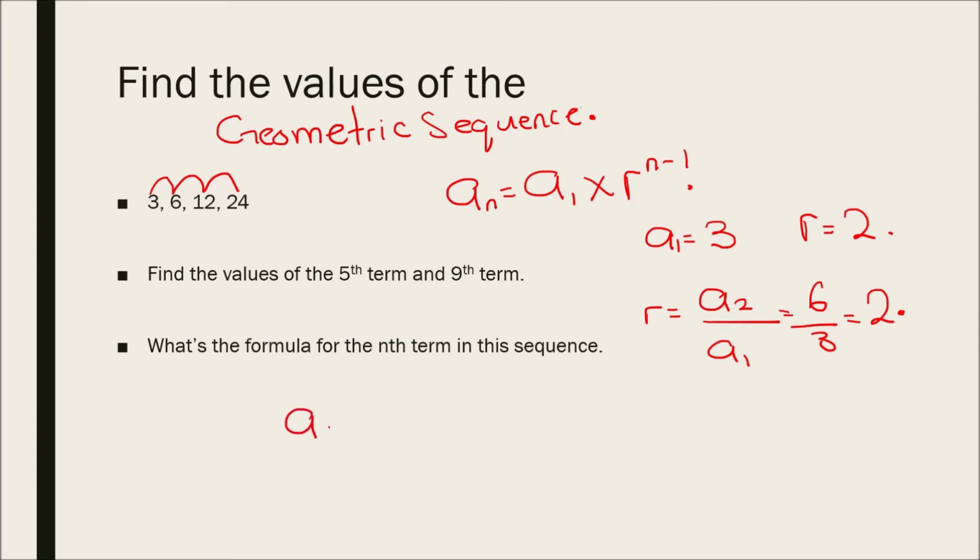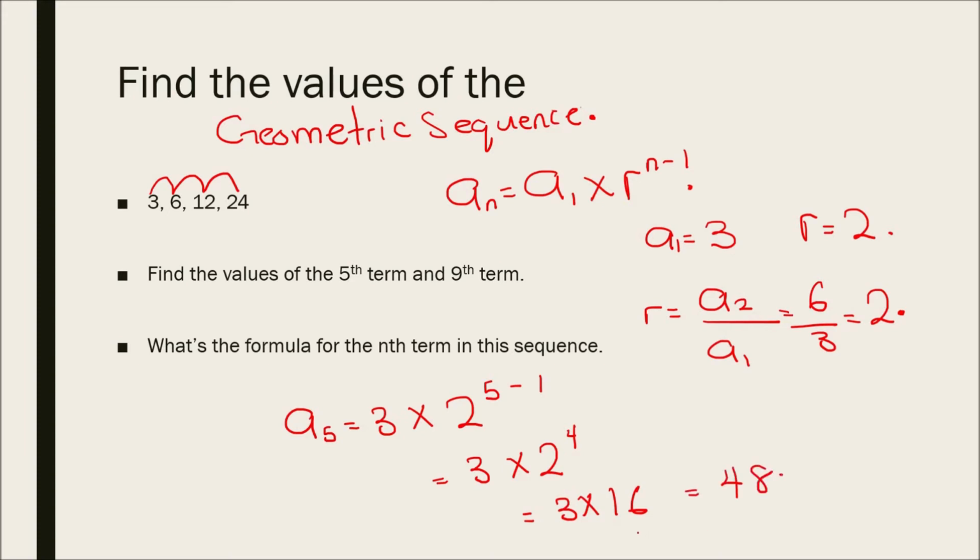The fifth term, that's a5, will be a1, which is 3, times 2 to the power 5 minus 1. That's 3 times 2 to the power 4, and 2 to the power 4 should be 16. So we have 3 times 16, and what is 3 times 16? That should give me 48. Yes, 48. It means our fifth term is 48. Okay, 48. So we can put it here. And if you think about it, 24 times 2 gives you 48. So we're correct.